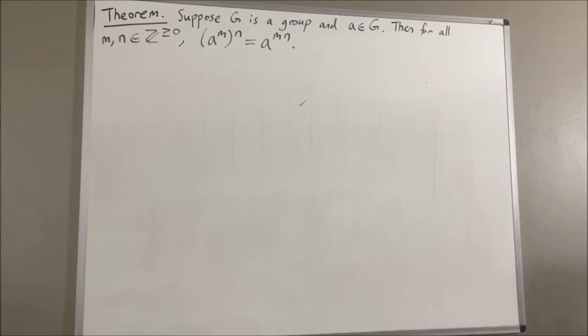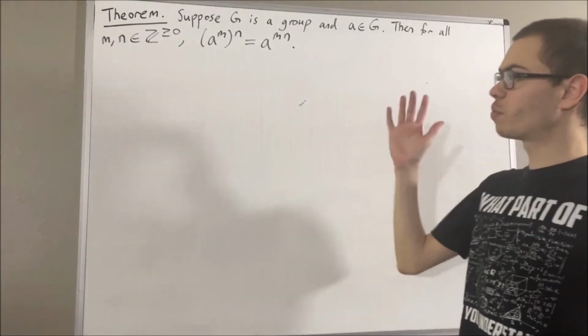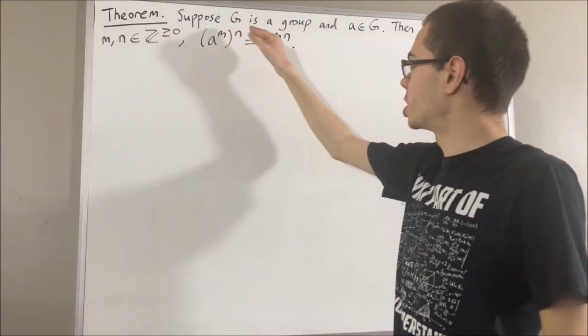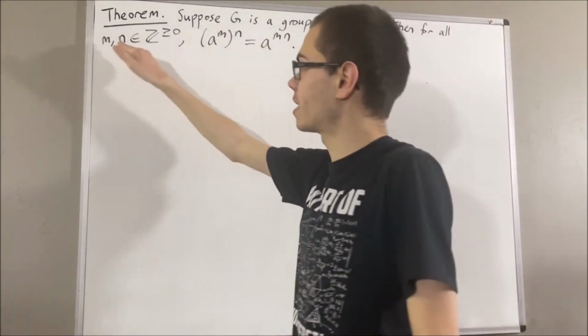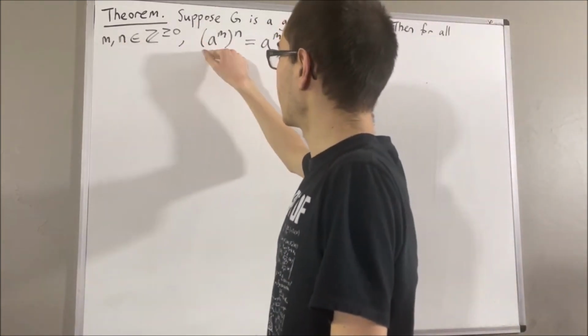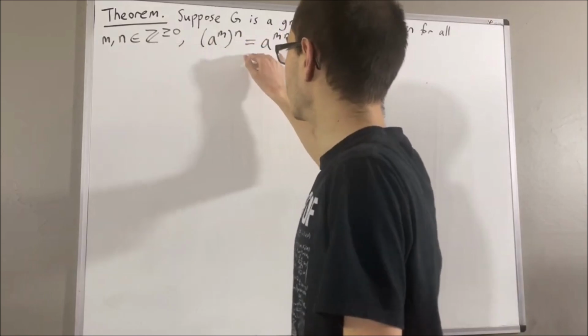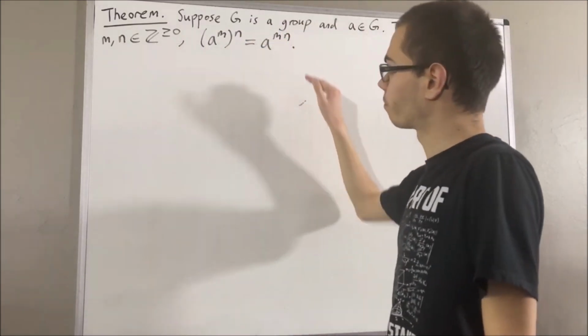Hello! In this video, we are going to prove the following theorem. Suppose G is a group and a is an element of G. Then for all integers m and n greater than or equal to 0, (a^m)^n is equal to a^(m times n).